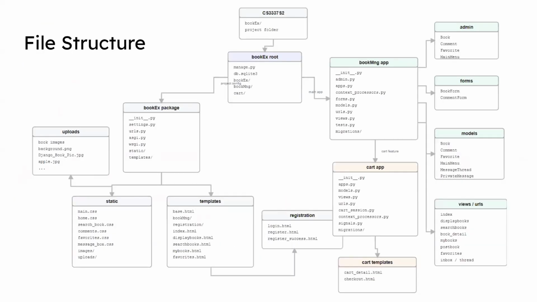This is the file structure. You can see it starts at the top here, CS3337 section 2, with the book.ex folder as the root. And then we have a bunch of Python folders, and then everything else extends from there. The package goes to the templates and static. They have uploads in the static and also the package. Templates has the registration. We have the bookmng app and also the cart app, which has its own templates and Python files.